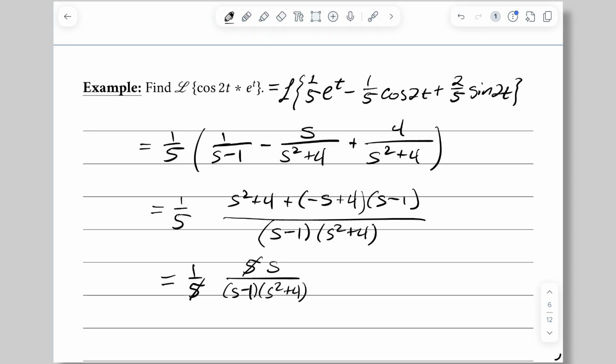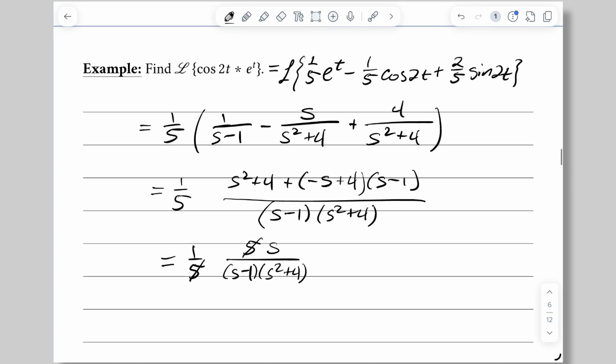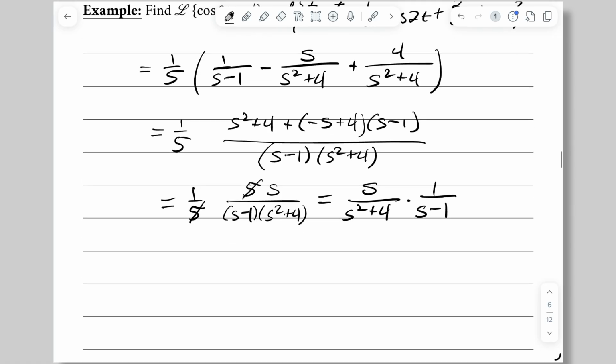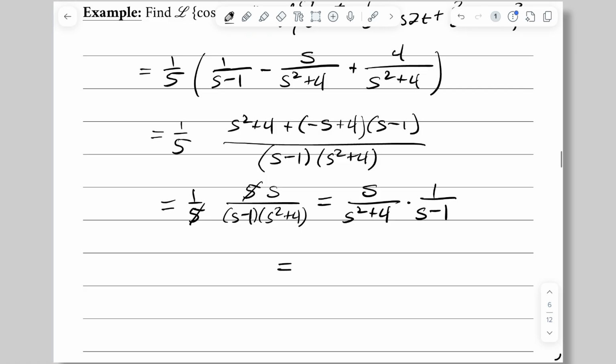The 5 divides out, and reversing the factors in the denominator is going to give us s over s squared plus 4 times 1 over s minus 1, which you might recognize as the Laplace transform of the cosine of 2t times the Laplace transform of e to the t.